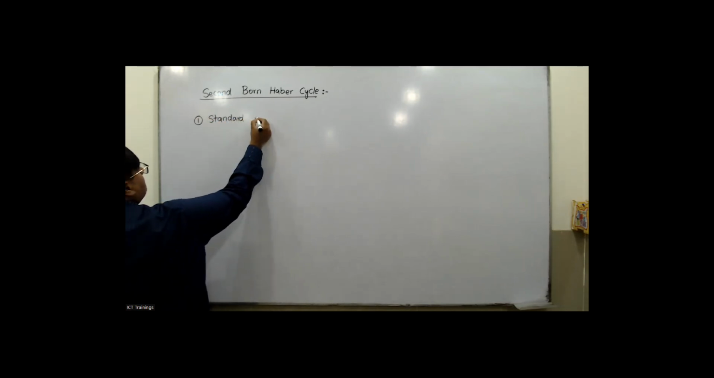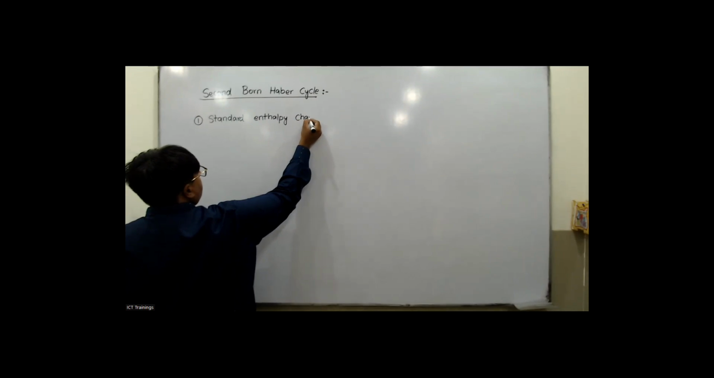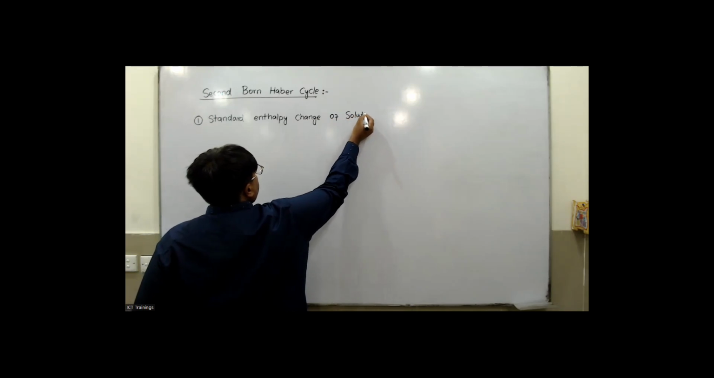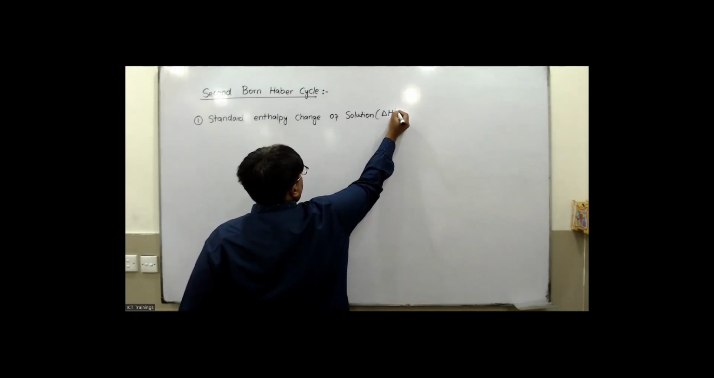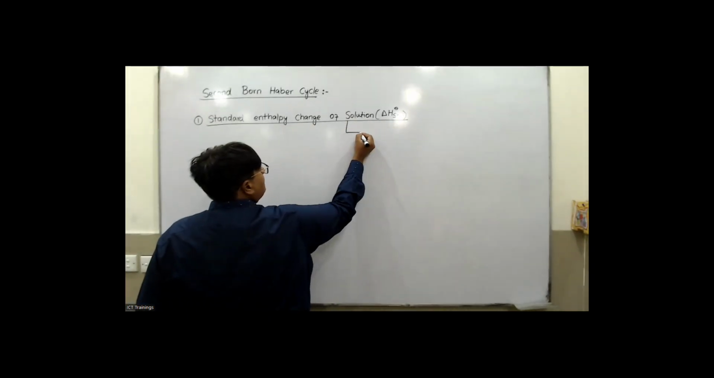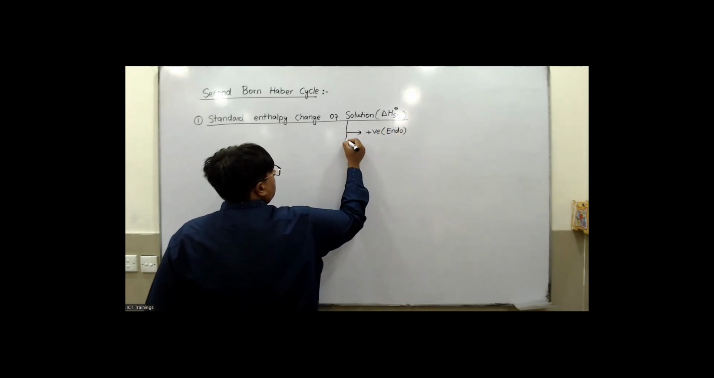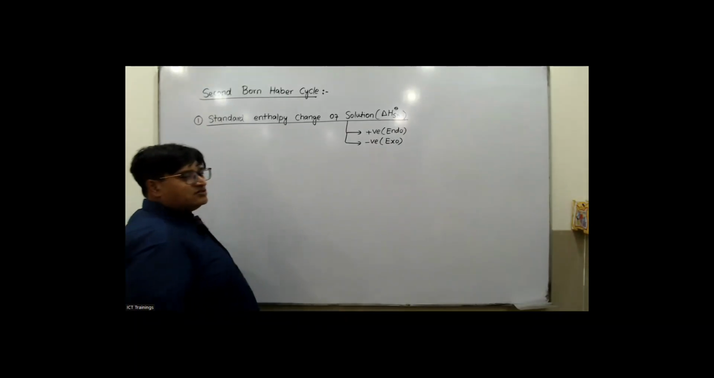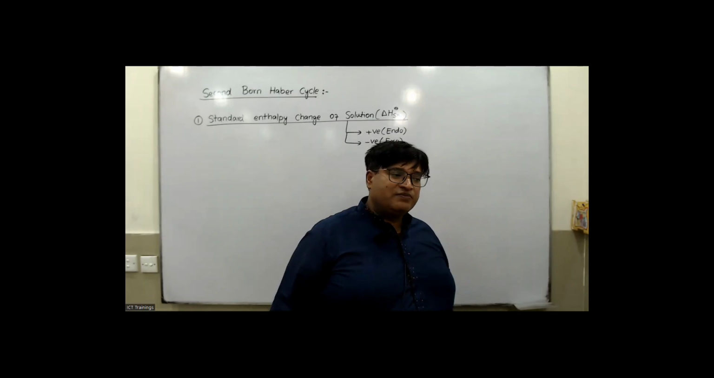Standard enthalpy change of solution. It is denoted by the symbol delta H SOL, solution. Okay. So standard enthalpy change of solution, it may be positive, meaning endothermic, or it can be negative, meaning it's exothermic. So depending on the different compounds, it may be positive or it may be negative.